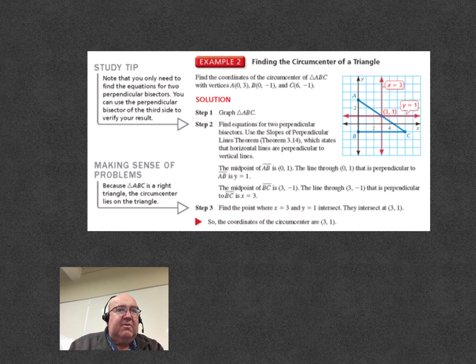So when we're looking at it on a graph, again, we just need to do two. So we're looking at a right triangle. It's got a horizontal line and a vertical line. What we're going to do is find the midpoints of those lines in order to find the line that will go through. And we'll find that those lines meet on the hypotenuse at a certain point, which is going to be the midpoint of the hypotenuse.